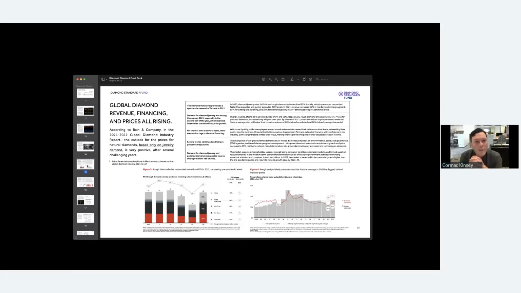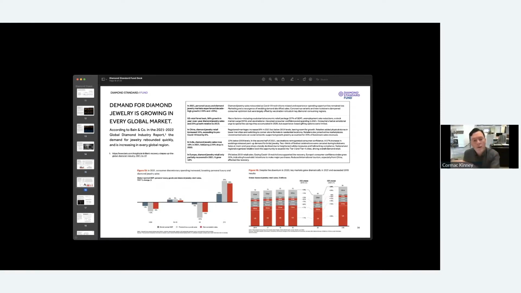So let's now talk about the demand for diamonds. I mentioned during COVID that people continued to buy jewelry. As we see on this chart on the right, the diamond sales in 2021 were higher than at any point since 2015. And that demand is continuing. It's also global. Every region of the world, diamond jewelry sales are up in the last year.